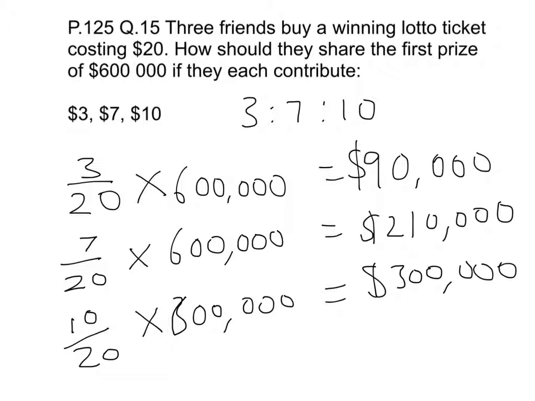So you can see that the person that contributed $10 ends up getting 300,000. So that's quite a difference there. So you can see that these would be the fair amounts to distribute for this prize money.